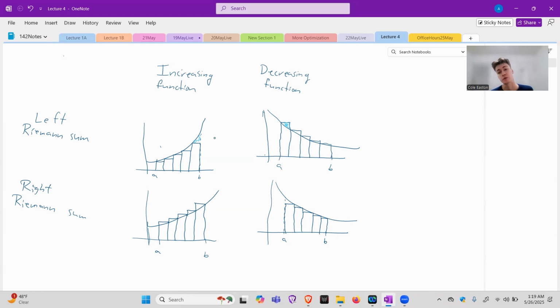Now, the opposite is true for a right Riemann sum. We see from our picture that when we do a right Riemann sum on an increasing function, then we have an overestimate of the area because we fill up the whole area, and then we have some more. And with a decreasing function and a right Riemann sum, we don't quite fill up the area because there are still a couple little triangles here that are unaccounted for.